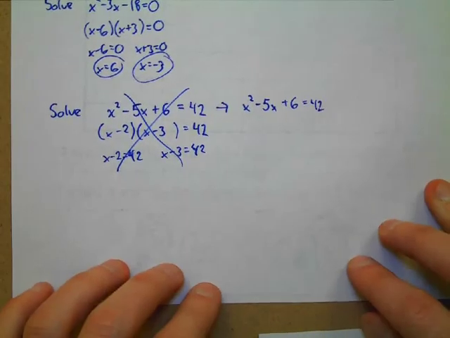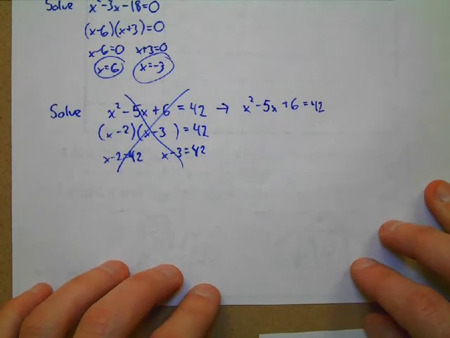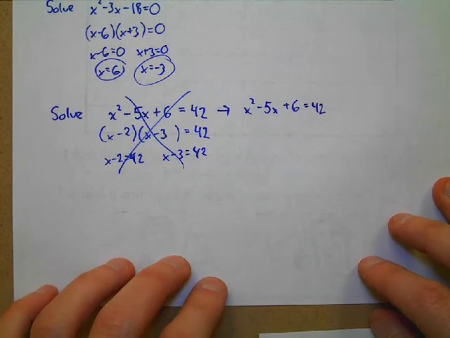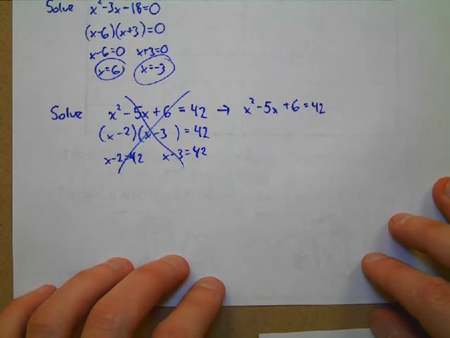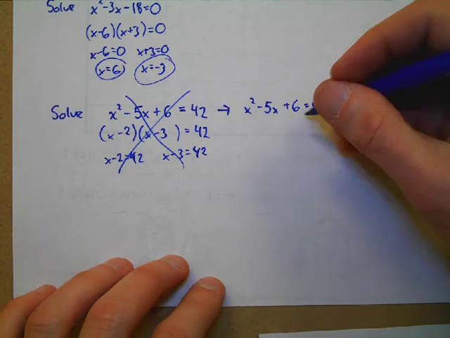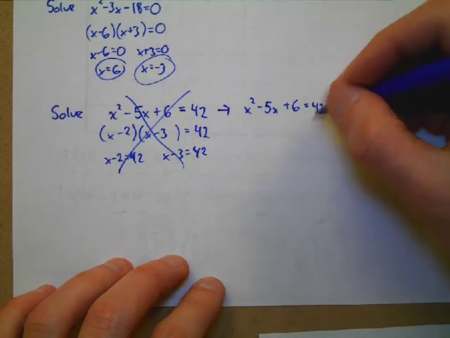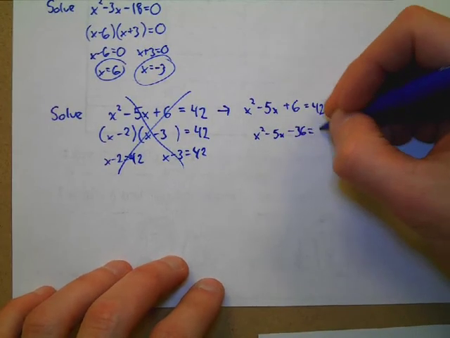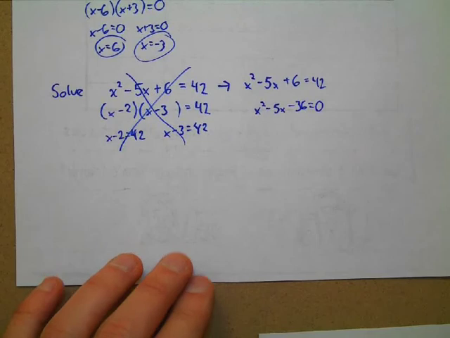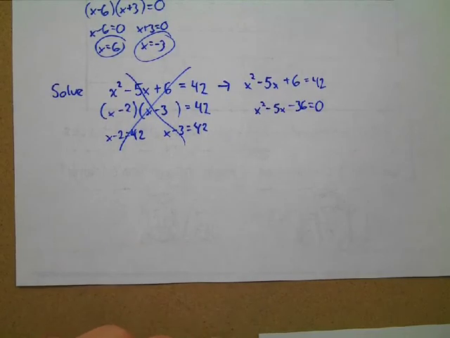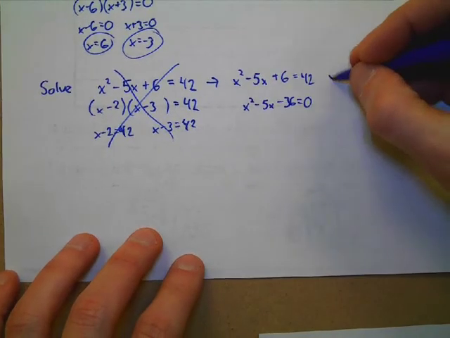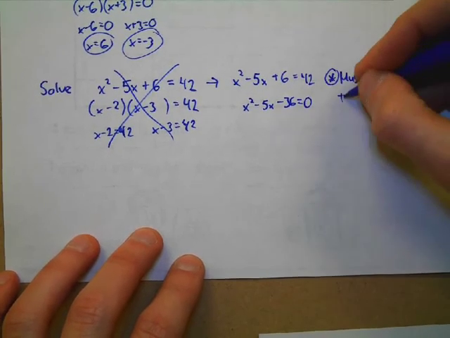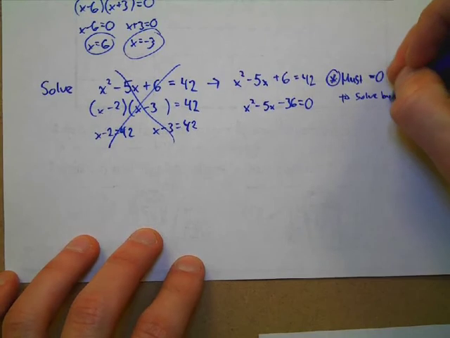Okay, and what should be my actual first step? Not factoring. What should be my first step? I want it to equal 0, right? What do I need to do? Minus 42. Yeah, subtract 42. Move that 42 over, right? And then that gives me x squared minus 5x minus 36 equals 0. Now can I factor? Yes. So, it must equal 0 to solve by factoring.